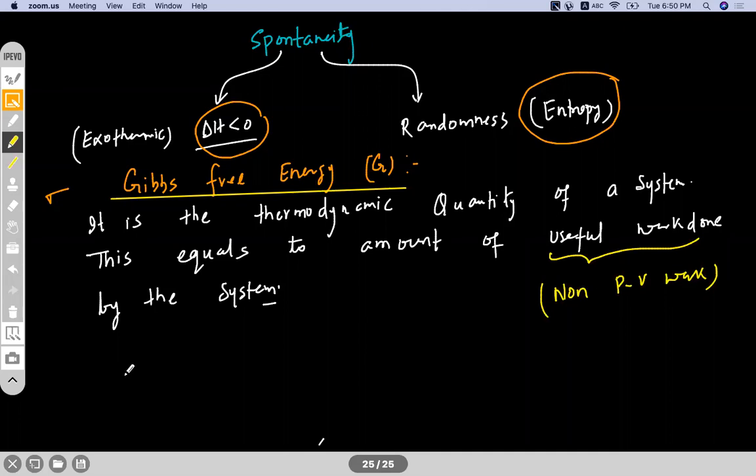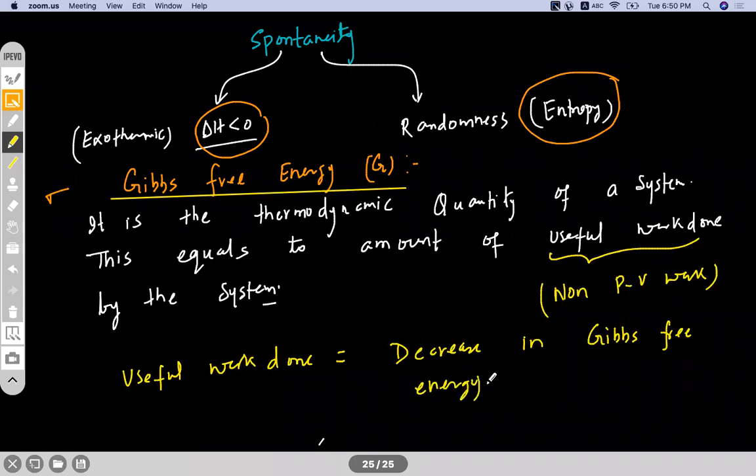So what we can say, the useful work done is equal to the decrease in Gibbs free energy of the system. So if you have done some useful work, your Gibbs free energy decreases. Wait, Prakul, I'll come to that point one by one, okay? So this is the meaning of it. What is useful work done? It is the work done equal to the decrease in Gibbs free energy of the system.